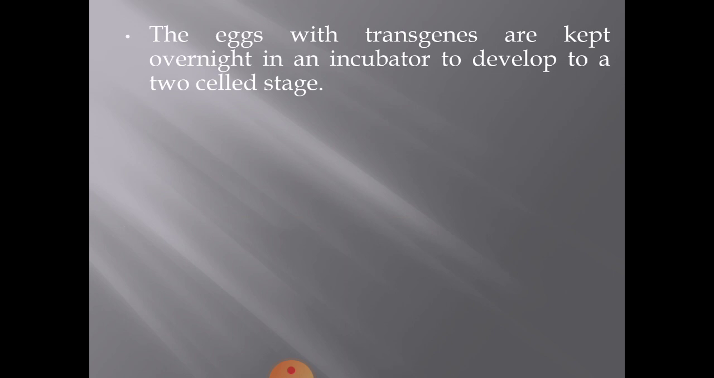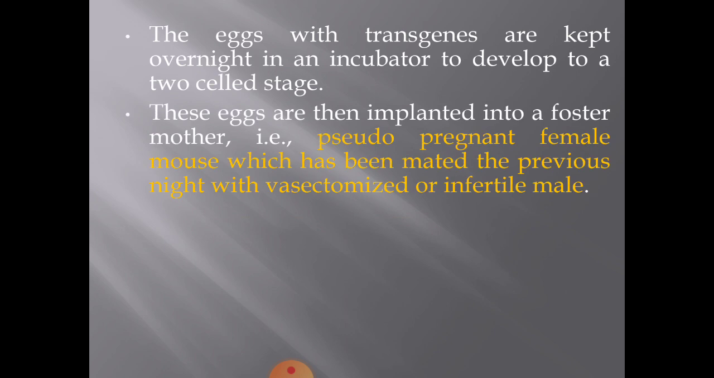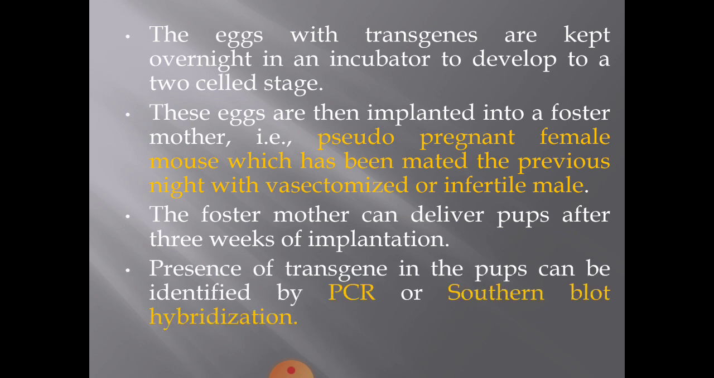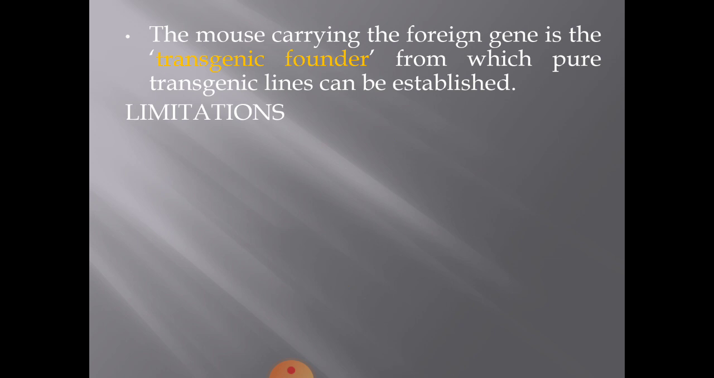So the eggs with transgenes are incubated. Then two-celled eggs are implanted into a foster mother, right? Then they will deliver the pups after 3 weeks of implantation. Then the presence of transgene can be identified by PCR or Southern blot hybridization. You can establish a transgenic founder from which you can establish transgenic lines. This is what I have explained right now.